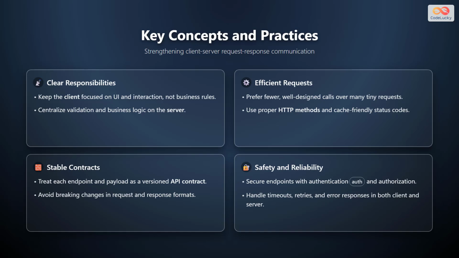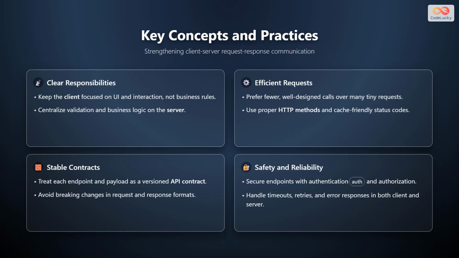To build reliable distributed systems, follow these key principles. First, maintain clear responsibilities. Keep your client focused on user interface and interaction, while the server handles business rules, validation, and data persistence. This separation makes both easier to develop and test. Second, establish stable contracts. Treat each API endpoint as a version contract between client and server. Avoid breaking changes in request and response formats so that clients do not break when you update the server.